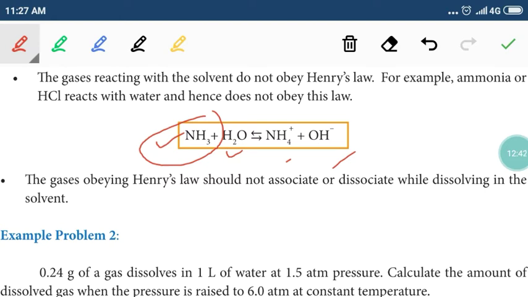The next point is that the solute particle should not dissociate or associate with the solvent particle. The solute should not associate or dissociate with the solvent molecule. So these are the limitations of Henry's law, which is applicable only for gaseous solute molecules in liquid solvent.